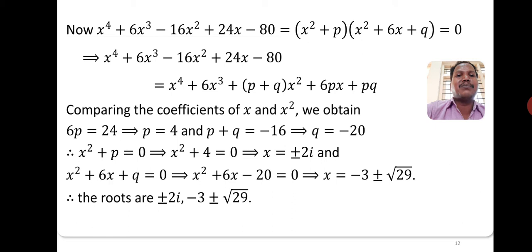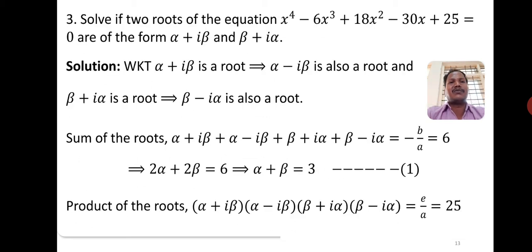Therefore x square plus p equals 0, that means x square plus 4 equals 0, therefore x equals plus or minus 2i. It is a complex root. And x square plus 6x plus q, we know q, that is minus 20. Therefore x square plus 6x minus 20 equals 0. This implies x equals minus 3 plus or minus root of 29. Therefore the roots are plus or minus 2i, comma, minus 3 plus or minus root of 29.